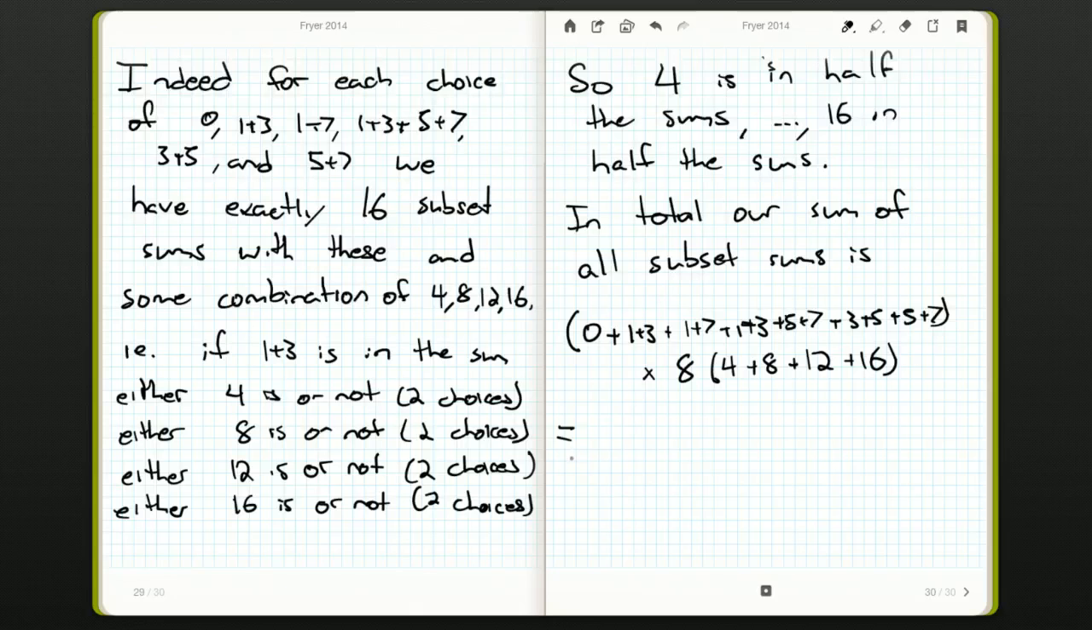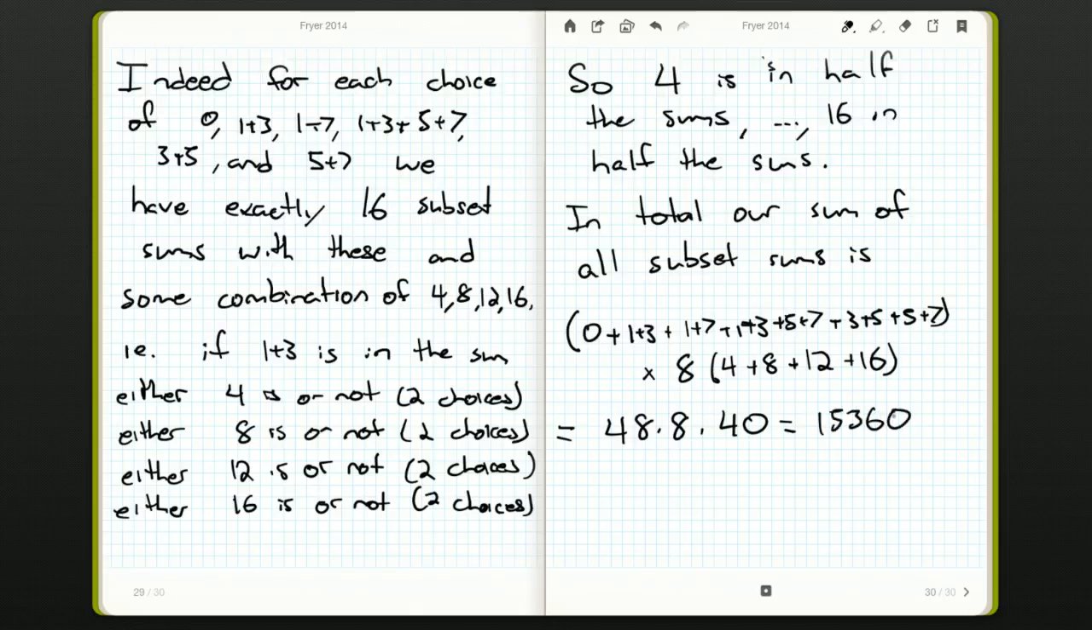Alright, well, if we work that out, we get 0 plus 1 plus 3 plus 1 plus 7 plus 1 plus 3 plus 5 plus 7 plus 3 plus 5 plus 5 plus 7. That gives us 48. Another way to see that is it's 3 times 1 plus 3 plus 5 plus 7, which is 3 times 16, so that's 48. 48 times 8 times 4 plus 8 is 12, plus 12 is 24, plus 16, that's 40. So 40 times 8 times 48 is 15,360.